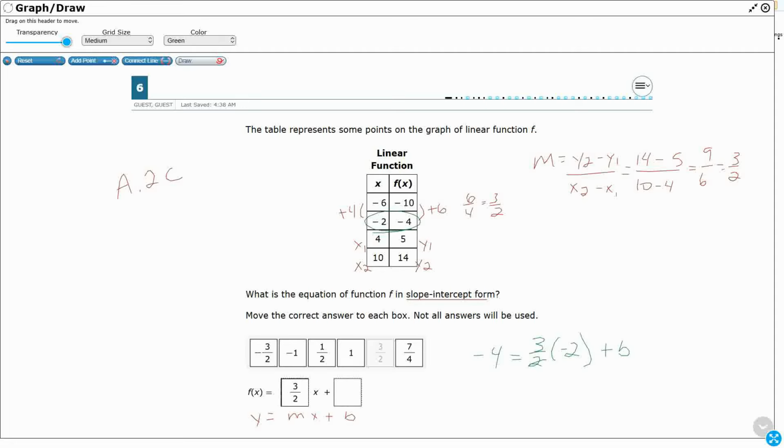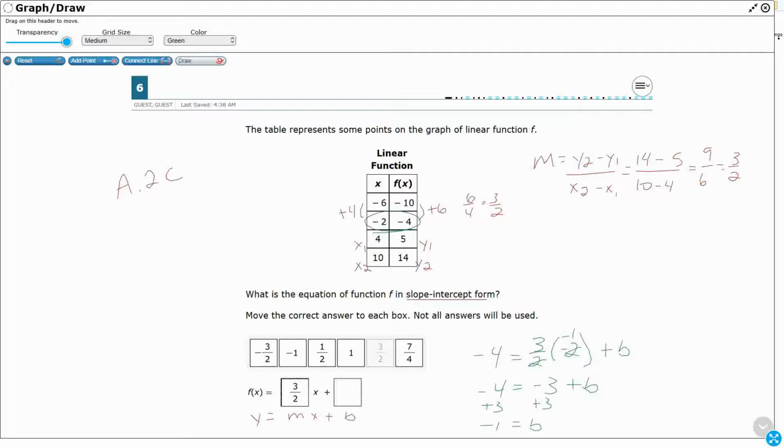So those two are going to cancel out. That's going to be negative 1. So that's going to end up being negative 4 equals negative 3 plus b. Or you can just multiply that out. That's going to end up being negative 6 over 2, which becomes negative 3. Add 3 to both sides. You end up with negative 1 equals b.